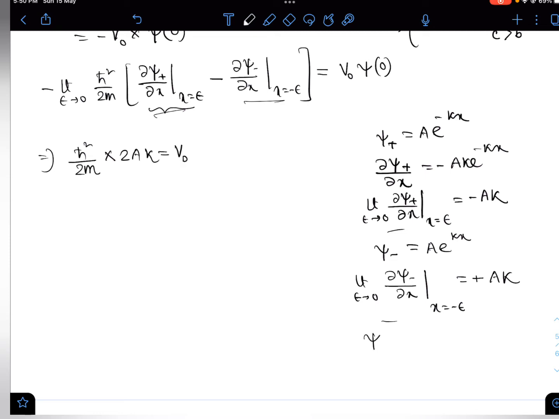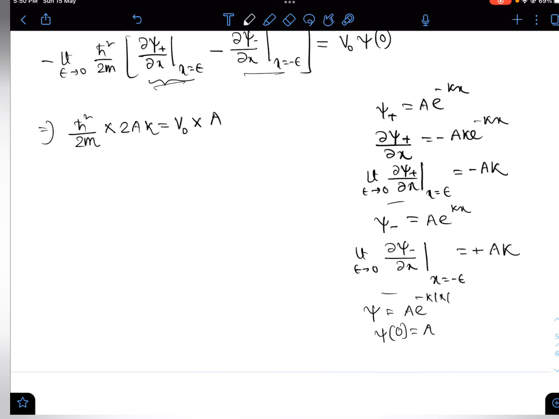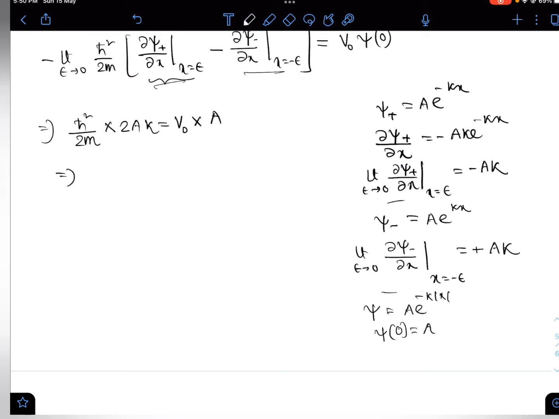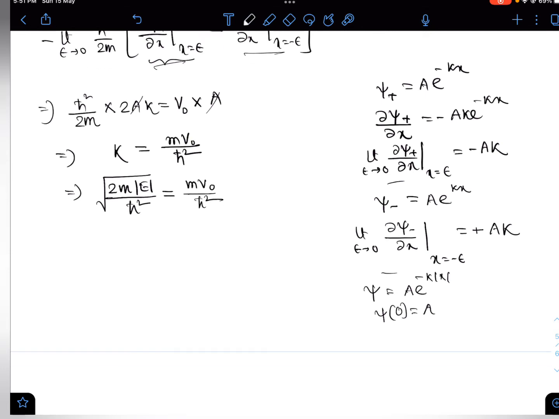So psi we know that it is A e to the power minus kx. So psi at x equal to 0 will give us A. So on the right hand side we have A. So what will be the value here? k. So A will be cancelled out, and it is mV0 by ħ squared. So we know also that k is root over 2m root E by ħ squared, and it is equal to mV0 by ħ squared.